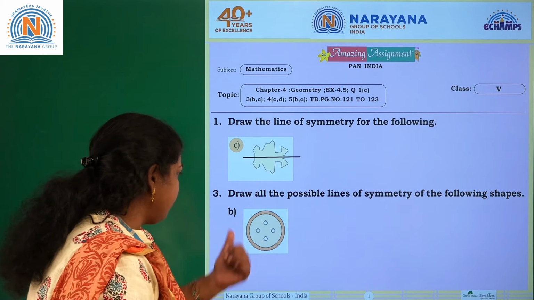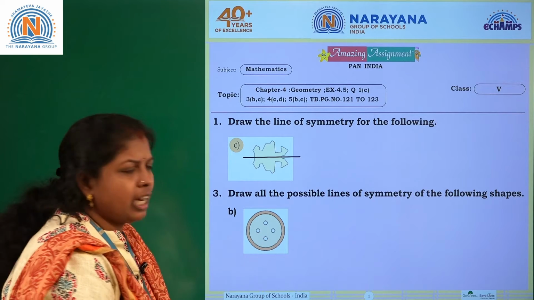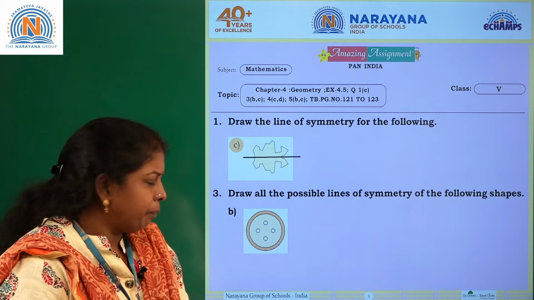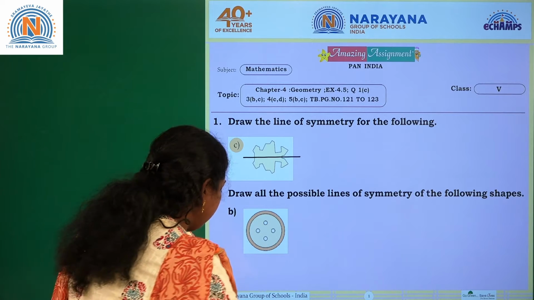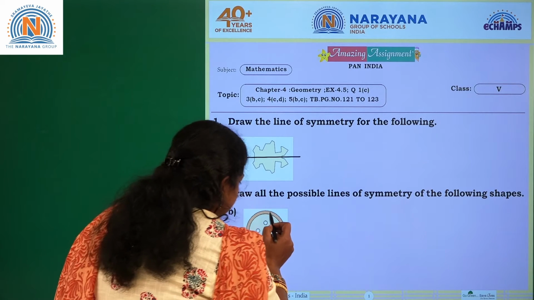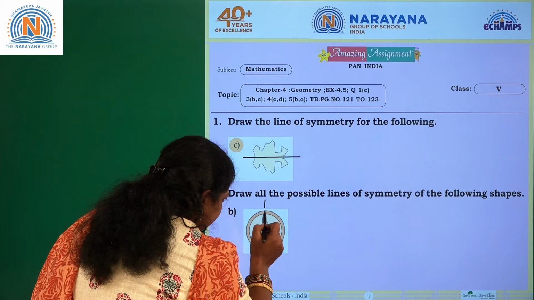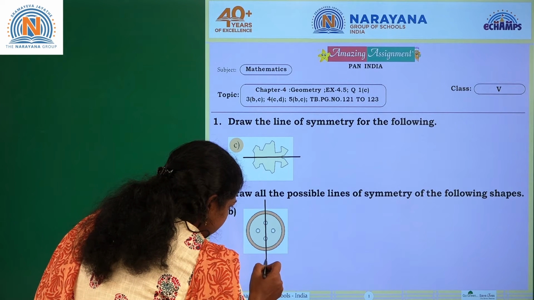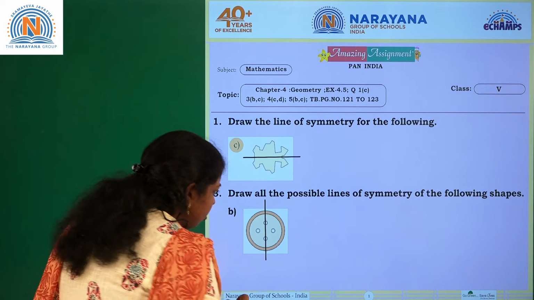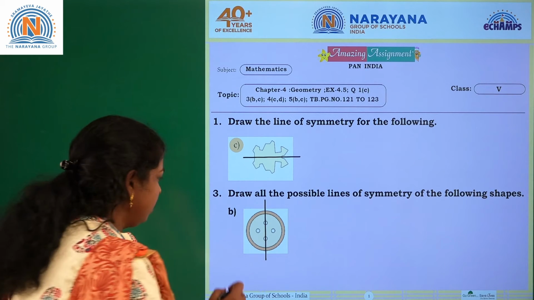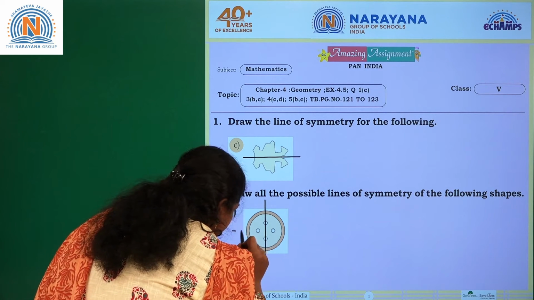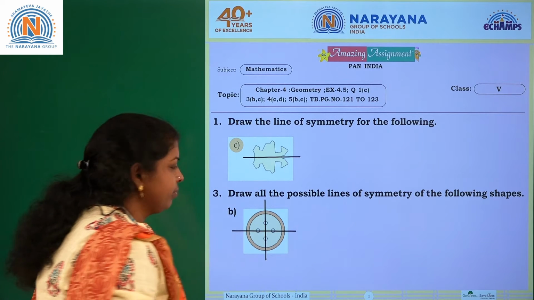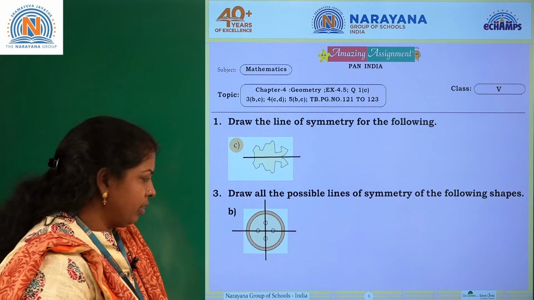Draw all the possible lines of symmetry of the following shapes. Here one shape is there. What is that? In circular shape, it looks like a button. It may be your shirt button or frock button. For this, how many lines can you draw? You need to find out the number of lines of symmetry. If I divide the picture here, it looks the same on both sides. Yes. And I can draw one more line like this, a horizontal line. Yes, then also it looks the same.